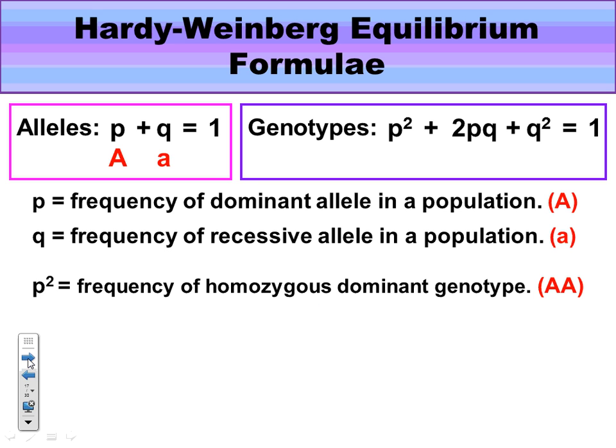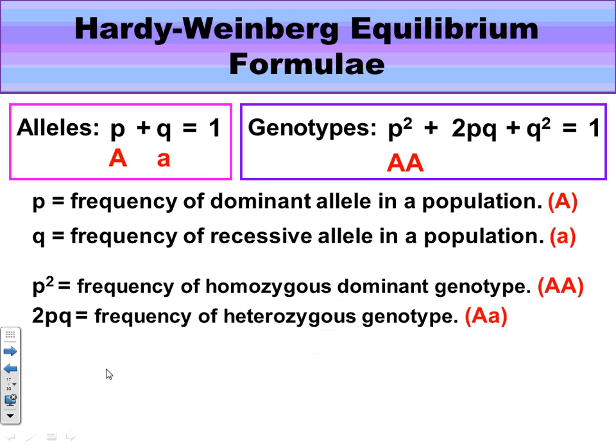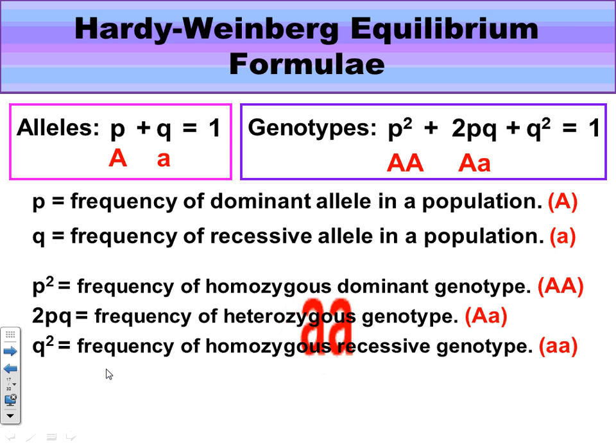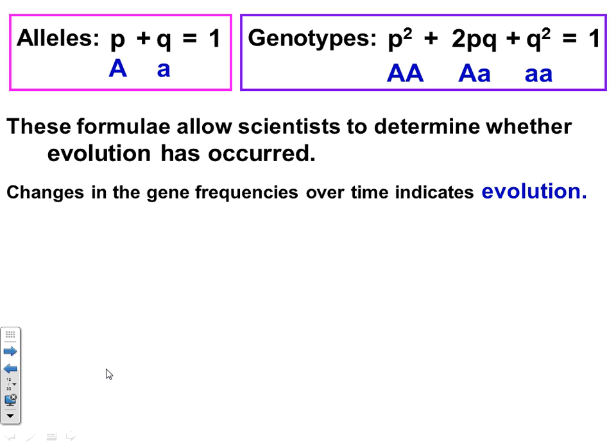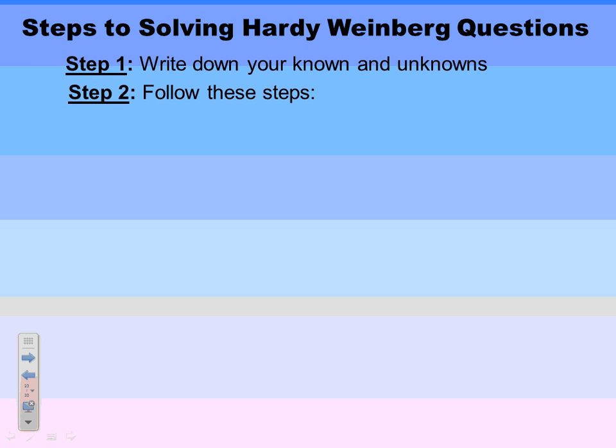The genotypes for P squared is the homozygous dominant genotype. For 2PQ is the heterozygous genotype. And Q squared represents the recessive genotype. Using these two formulae, we can determine whether evolution has occurred. So if the frequency of one of the alleles or one of the genotypes has changed, then we say evolution has occurred.